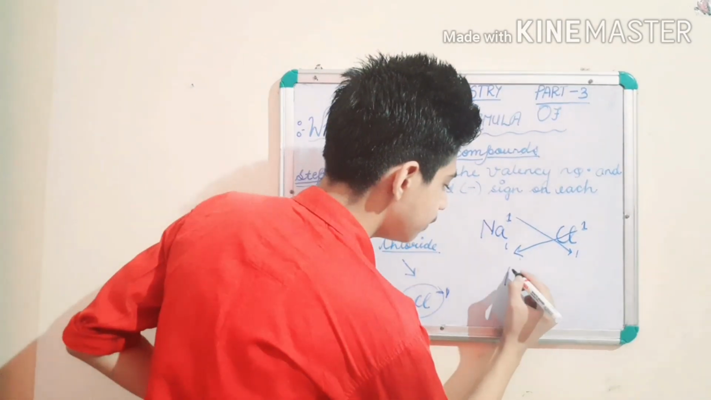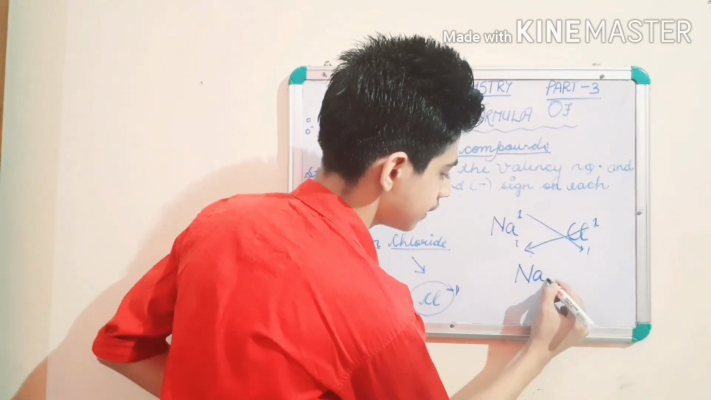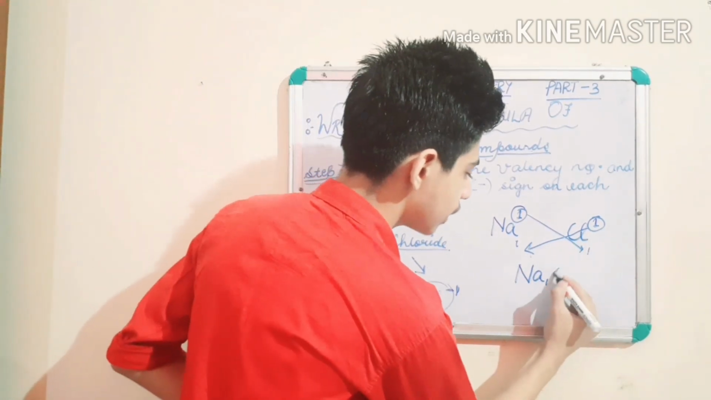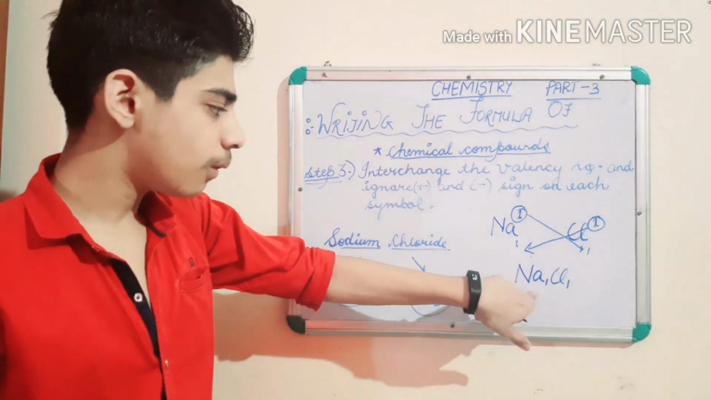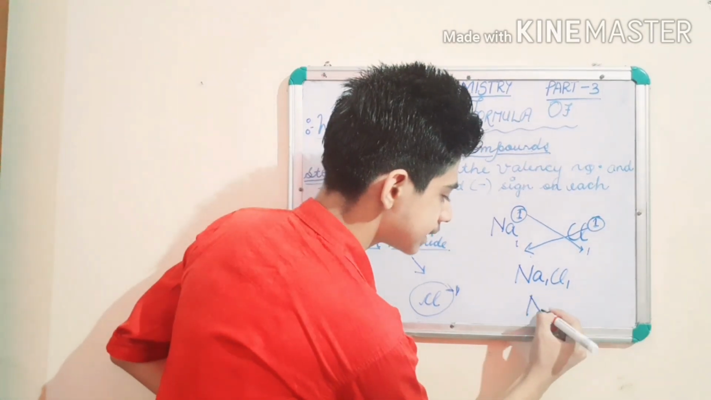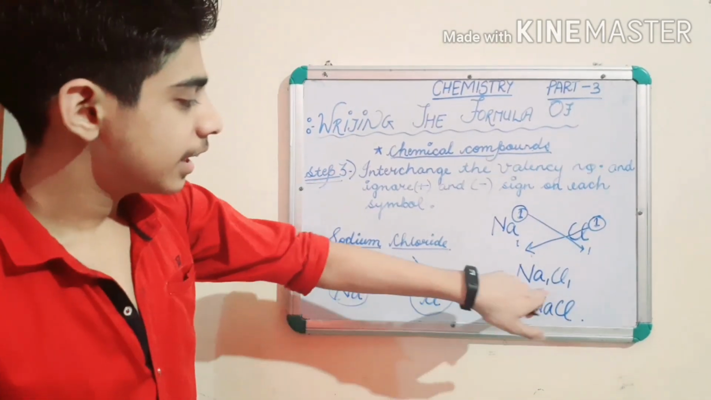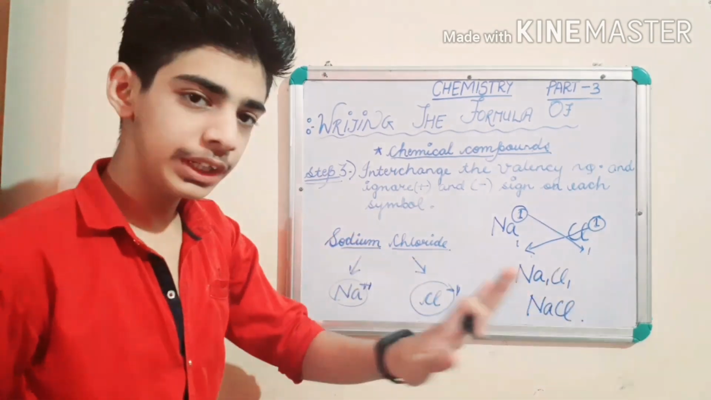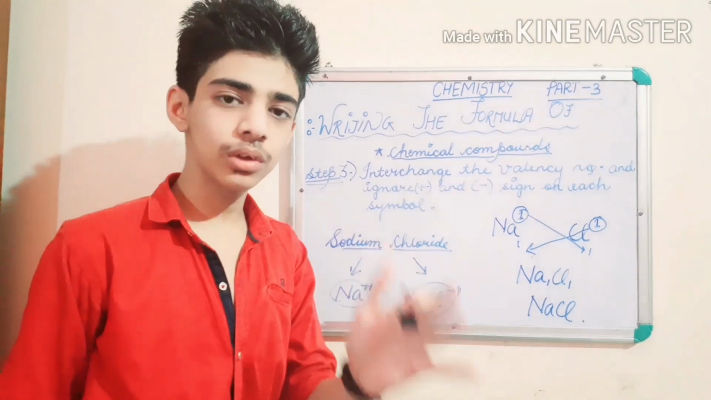So the formula will be Na, this one, forget this one, and chlorine, this one. See, in the compound, if 1 is present, you don't have to show it. So it will be normal like this, NaCl. So guys, if in a chemical compound or formula 1 is present, you don't need to show it. This is how we write the chemical formula.